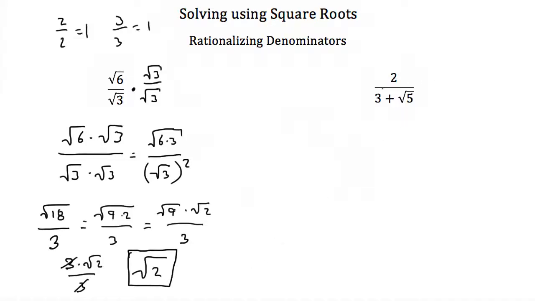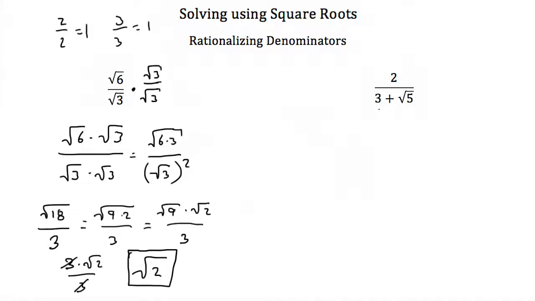We have 2 divided by 3 plus the square root of 5. Now, because we have 3 plus the square root of 5, this is going to be a little bit more difficult in getting rid of the square root symbol. We can't just multiply it by the square root of 5 because you would end up with 3 times the square root of 5 in the denominator.